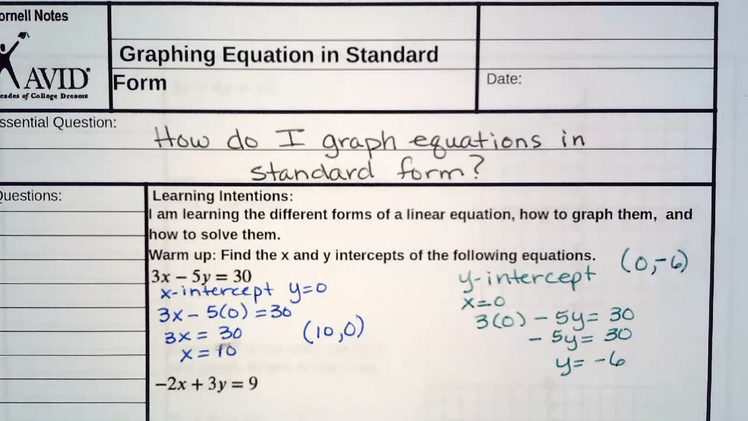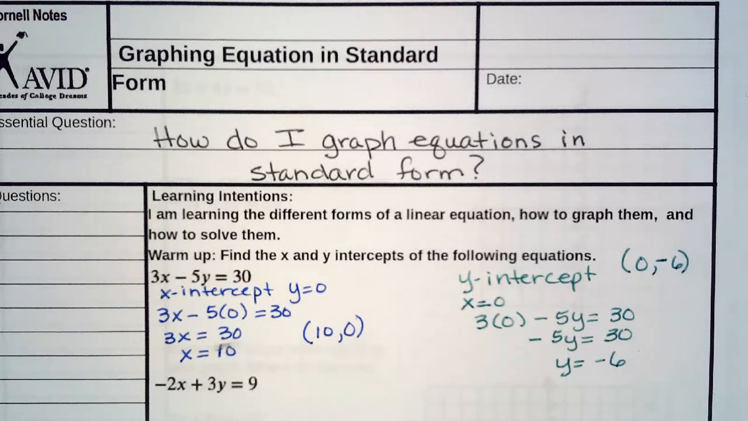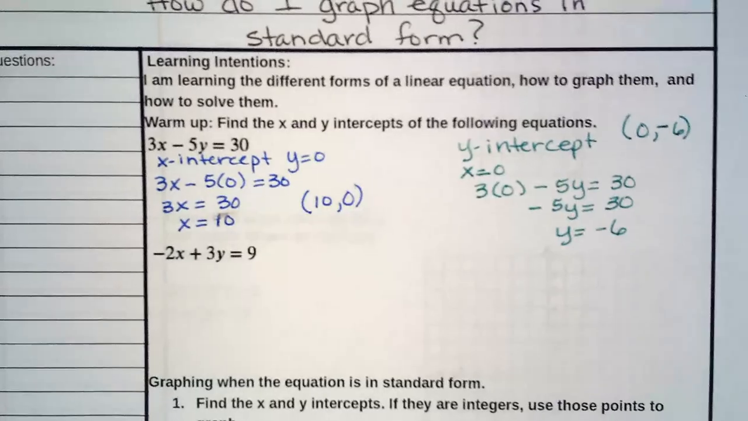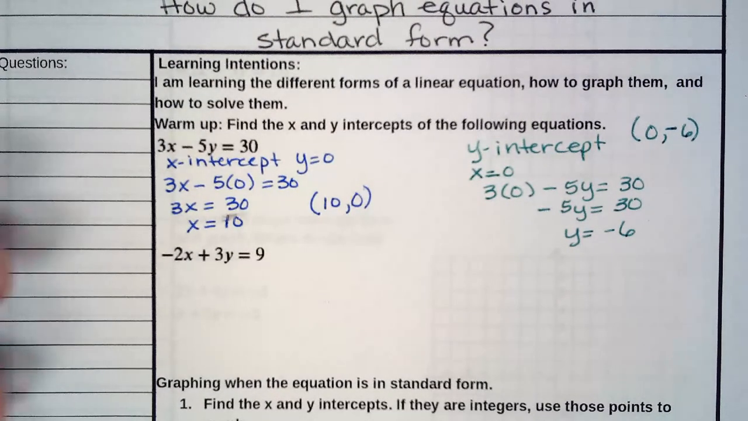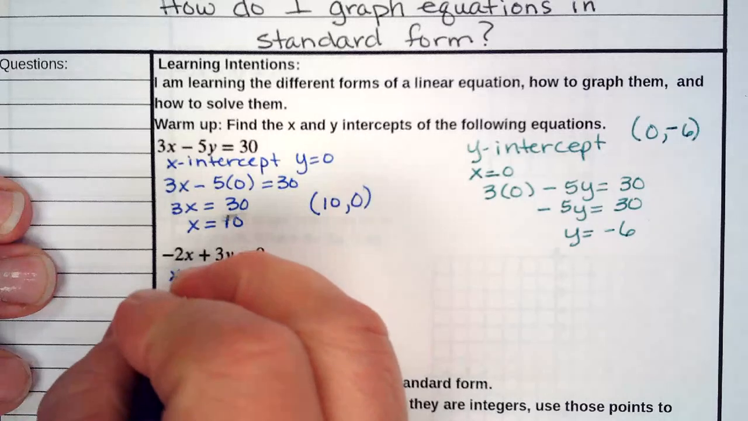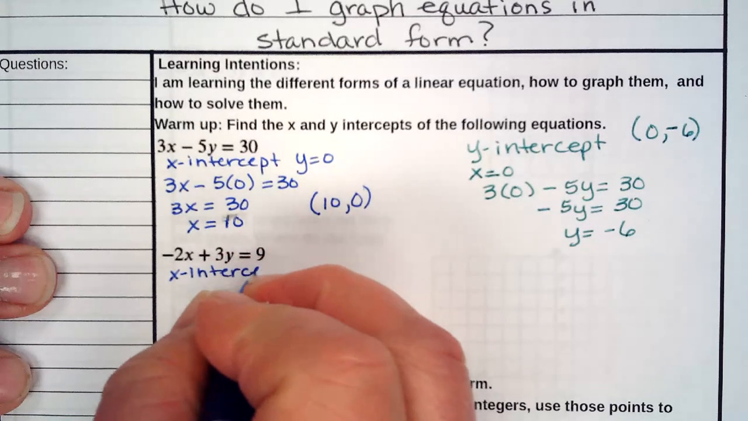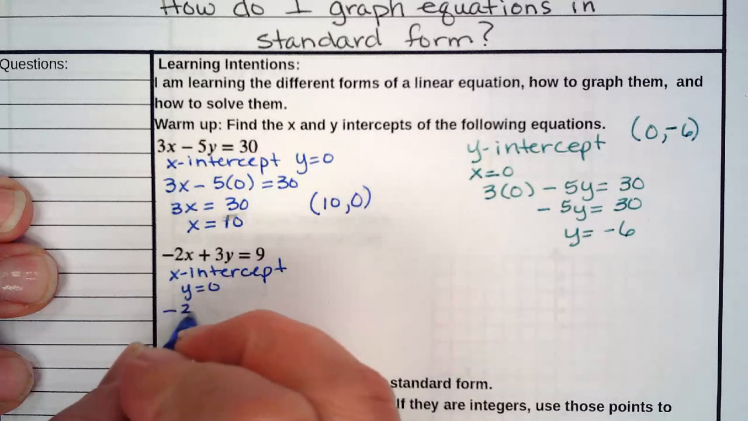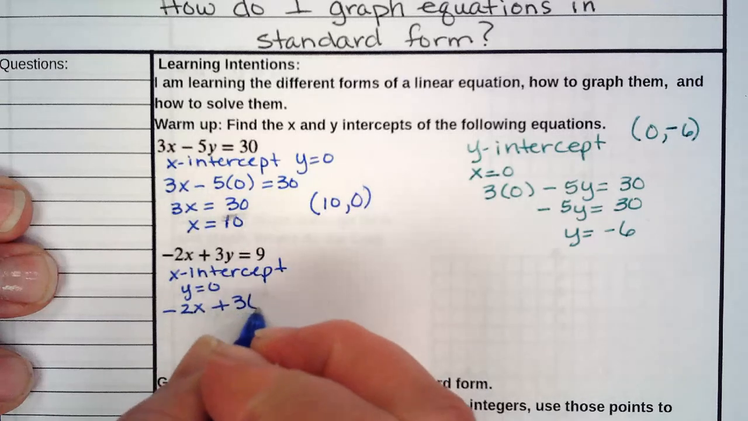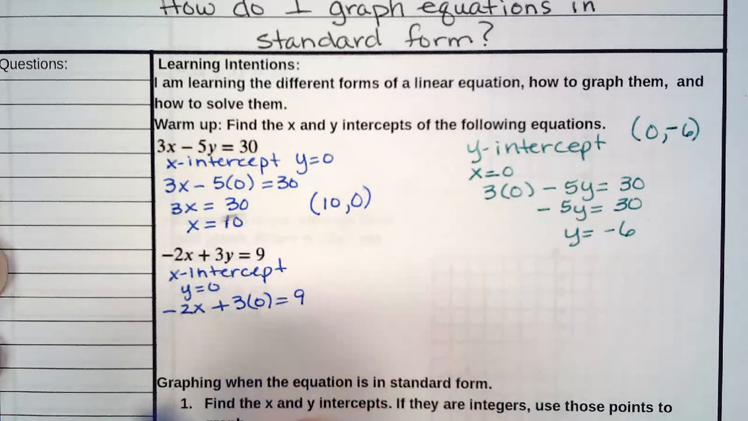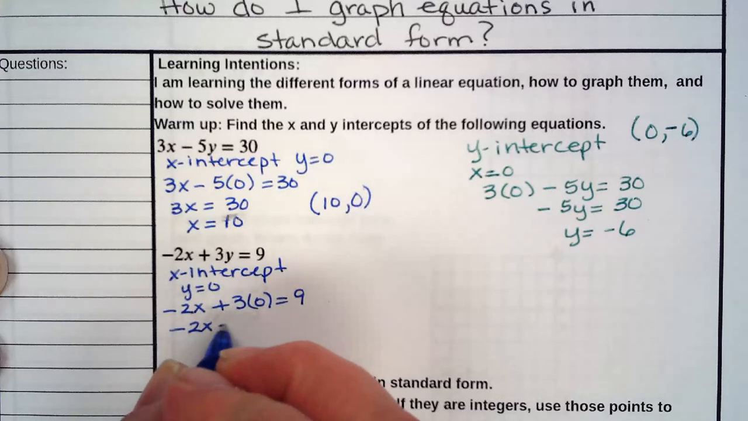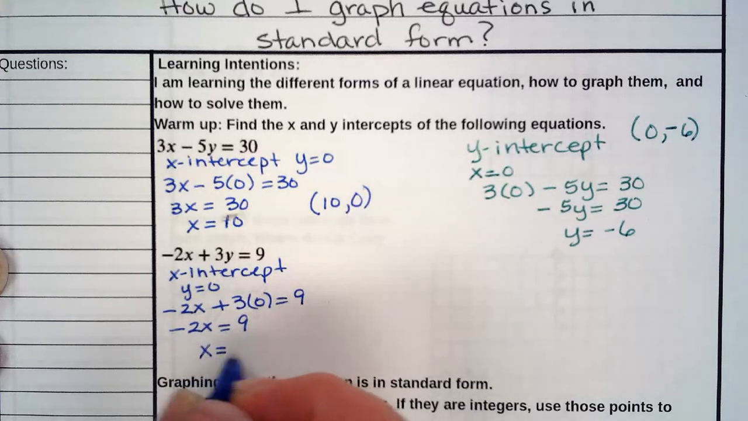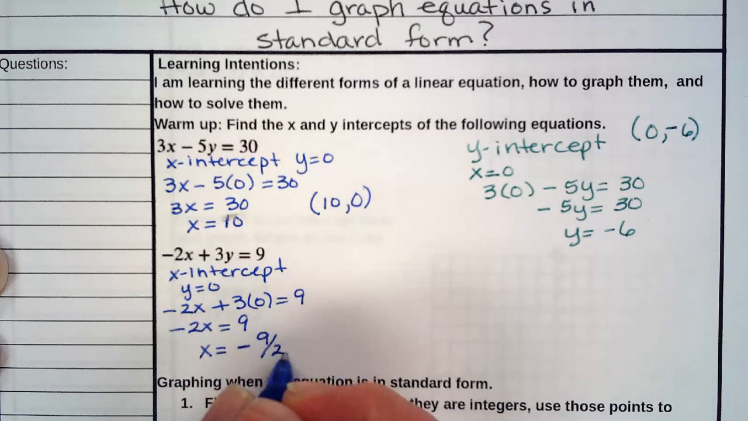Okay, if you weren't able to complete the first one on your own, pause and see if you can do the second one on your own. I hope you tried. Okay, x-intercept. That's where y is equal to 0. So it's negative 2x plus 3 times 0 is equal to 9. Negative 2x is equal to 9. x is equal to negative 9 halves.